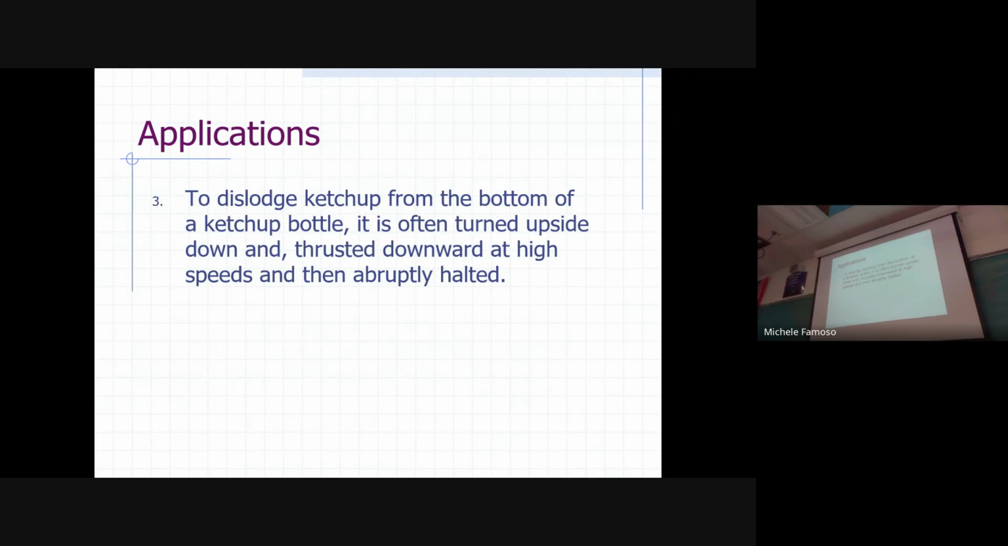Number 3, I know you've all done this before. To dislodge ketchup from the bottom of a ketchup bottle, you often turn the bottle upside down and you thrust it downward at a high speed and then abruptly halt the bottle. To try to get that ketchup out onto your fries. Right? Okay, so why would that work according to Newton's first law? Why do the laws of physics say that would work?